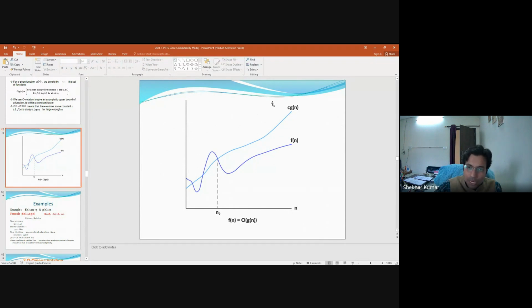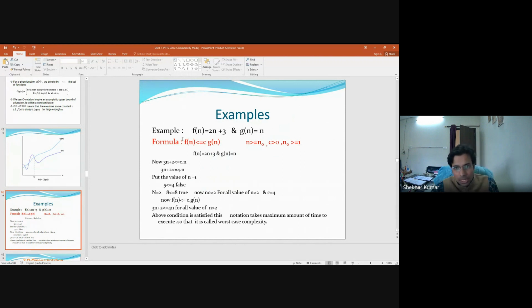This graph indicates that the value of f of n will always be less than or equal to C dot g of n. It means f of n will always be in the upper bound complexity. For example, here you can see that f of n is 2n plus 3, and g of n is n.